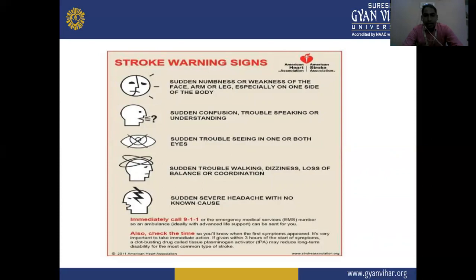Immediately call the emergency medical services number so an ambulance, ideally with advanced life support, can be sent for you, and also check the time so you will know when the first symptoms appeared. It's very important to take immediate action. If given within 3 hours of the start of symptoms, clot-busting drugs called tissue plasminogen activators may reduce long-term disability for the most common types of stroke.